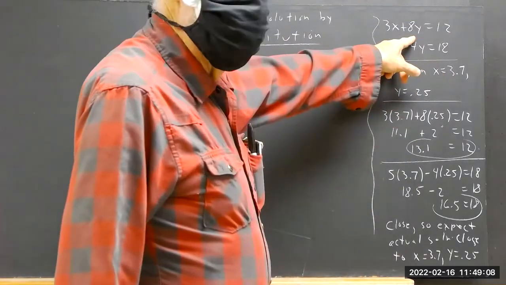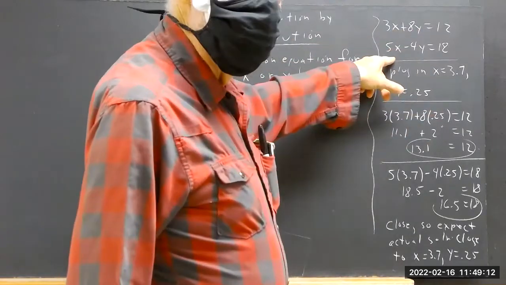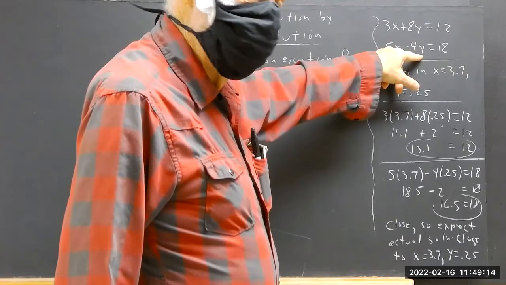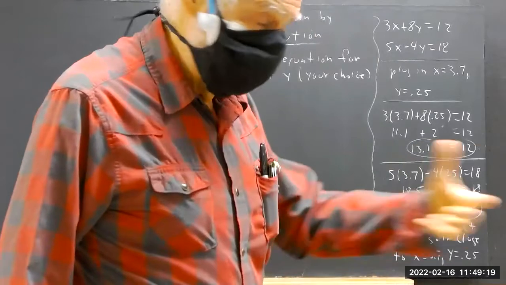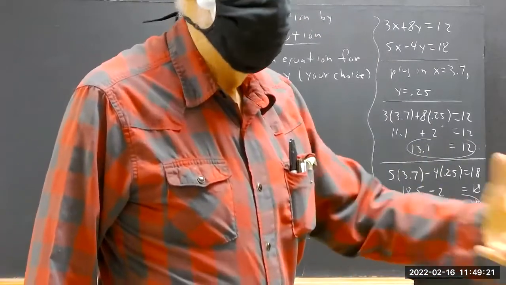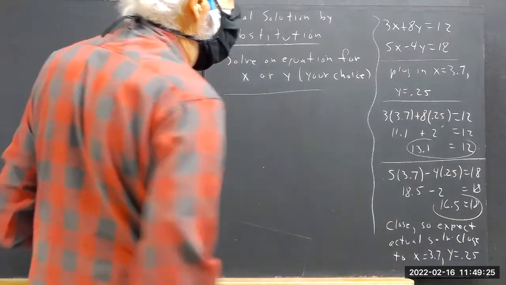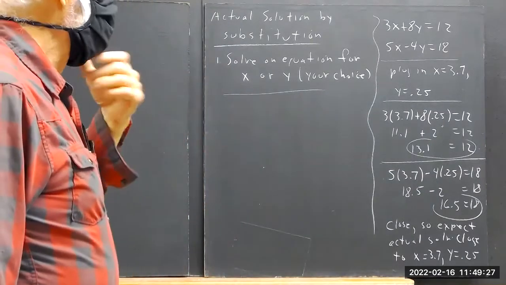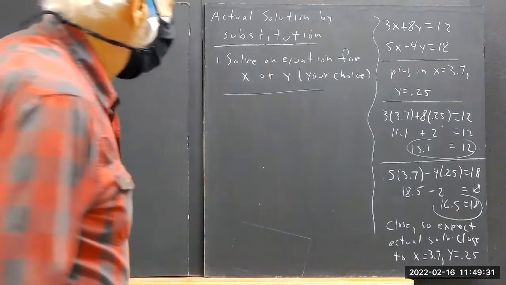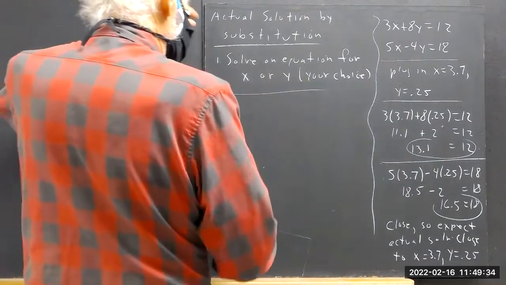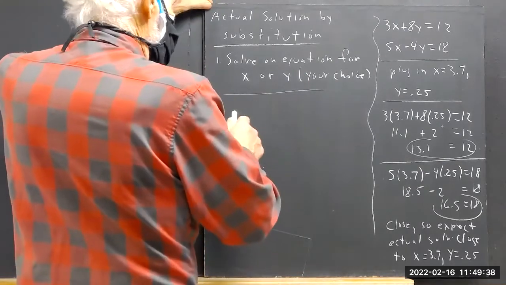I'm just going to solve the first equation for y. But if you want to solve the second equation for x, the second equation for y, or the first equation for x, that would be fine. Any choice is a good choice. If the numbers look like it's going to be nicer if you do it one way rather than the other, then do it that way. Okay, so I'm going to solve the first equation for y.